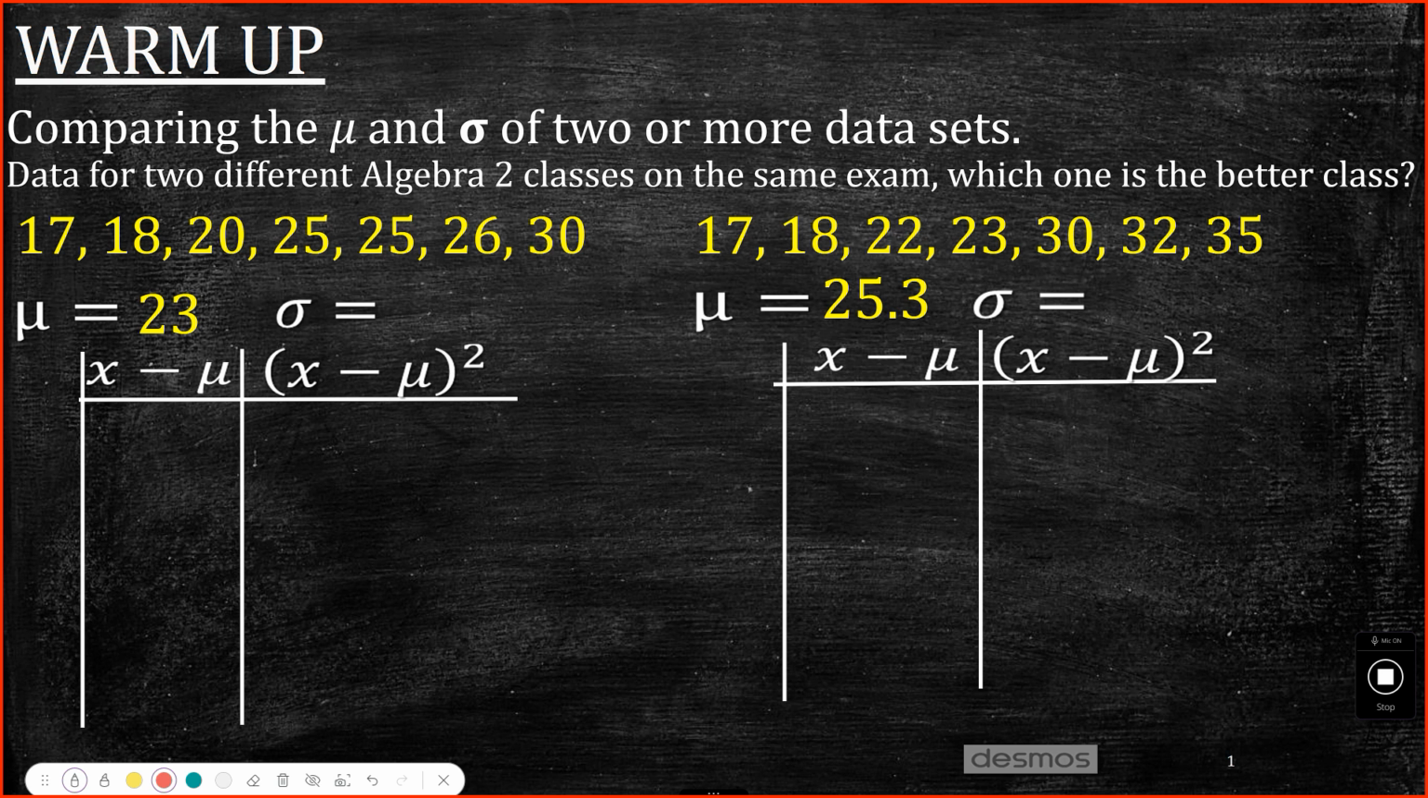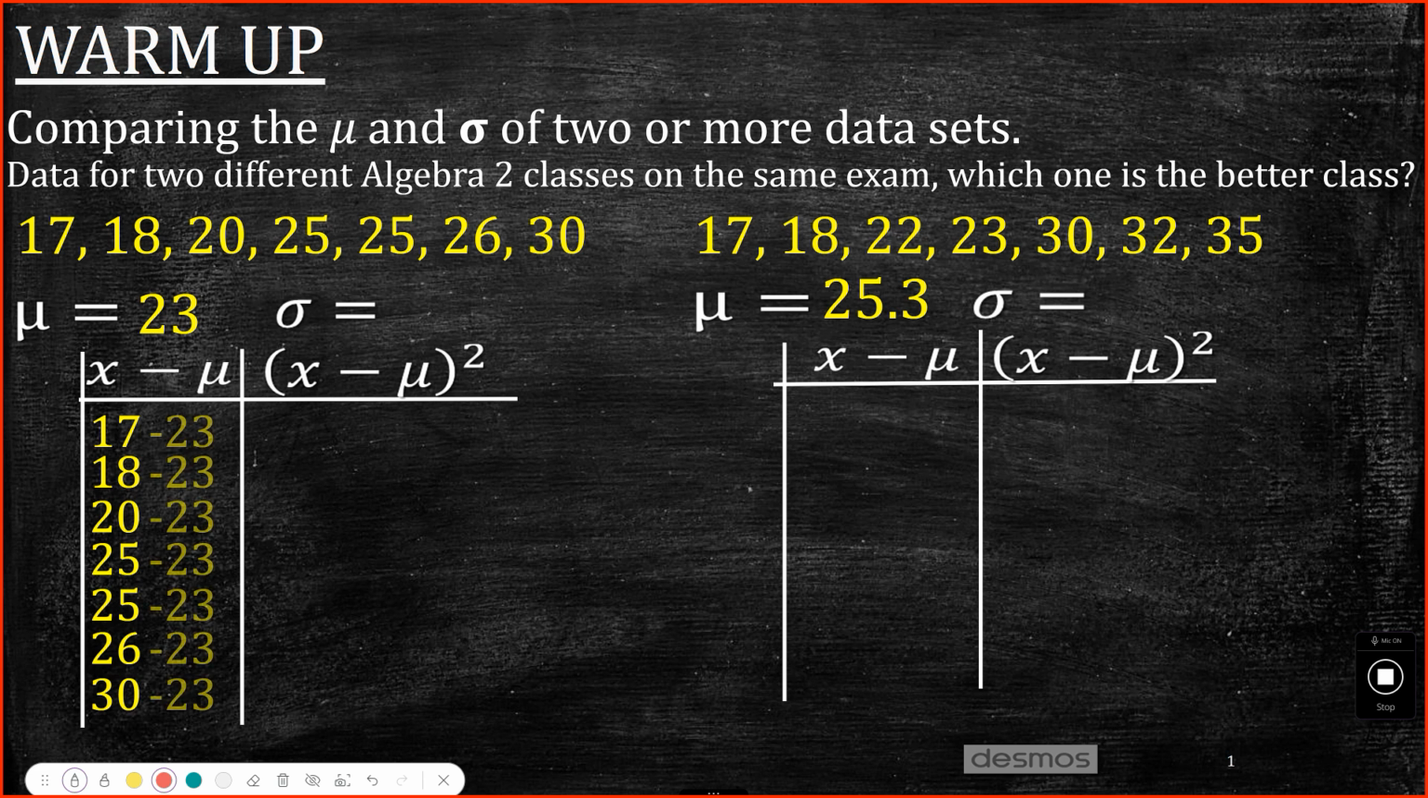Let's get how spread out. What is the standard deviation? So now let's go ahead and do the standard deviation. So you got the table here. You're going to list these numbers down for the x here. Let's go ahead and put those numbers down on the first table. And we're going to subtract the average from each one of those numbers. So we're going to subtract 23 for each one of those numbers.